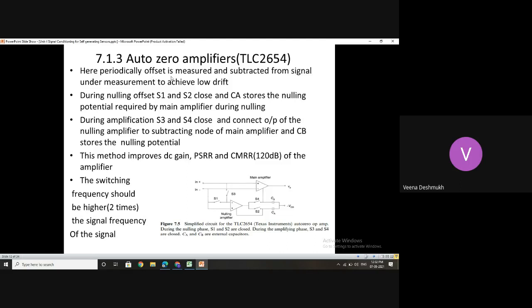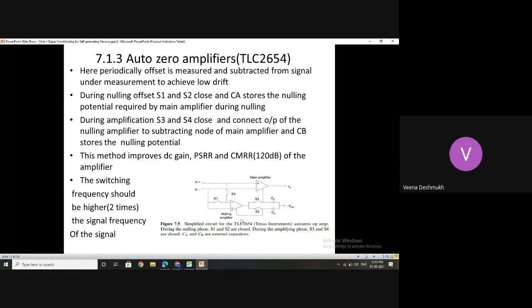Here periodically the offset is measured and subtracted from the signal under measurement to achieve low drift. Now the common mechanism is, if you can't reduce the offset to 0, but still you don't want the effect of this offset in the output, what should be done? The simple mechanism is to provide a negative feedback and add this negative voltage to the incoming signal, equal to the offset voltage, so that the offset voltage doesn't get amplified.